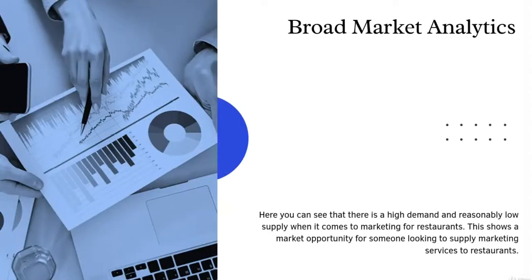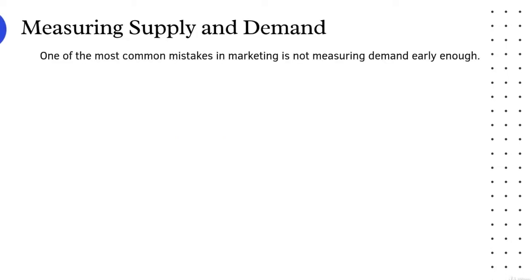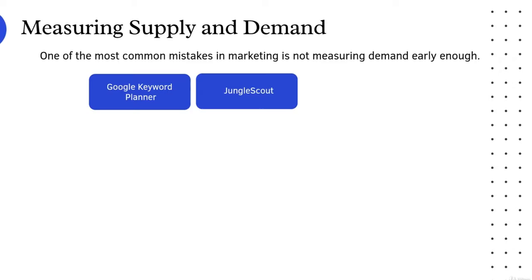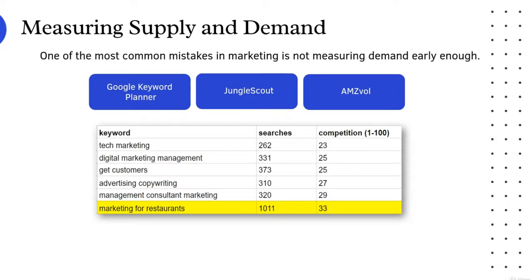Broad market analytics. Measuring supply and demand. One of the most common mistakes in marketing is not measuring demand early enough. The easiest way to correct this is with keyword research, using tools such as Google Keyword Planner, Jungle Scout, AMZ VOL, etc. Here we have a chart. It's listed with keywords, searches, and competition.